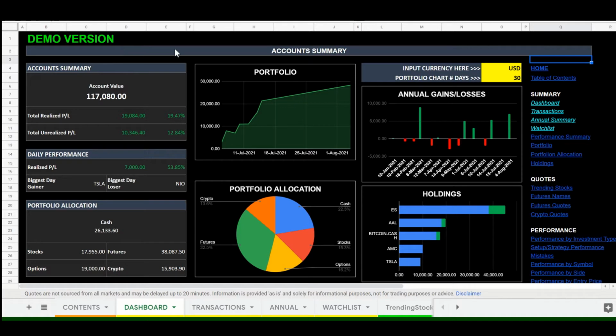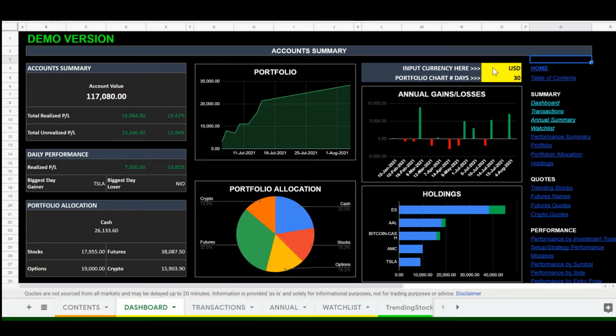So for the account summary, the biggest number right here, the first number, which is account value, is your cash value and all the open positions. This also includes all the profits and losses you already had realized. So over here, you see the realized profit loss and the unrealized profit loss in currency and in percentage.